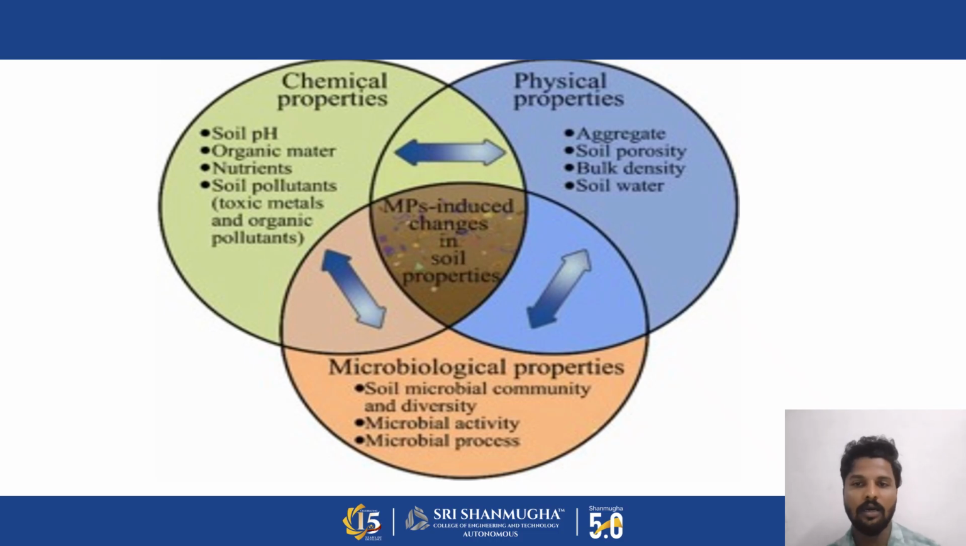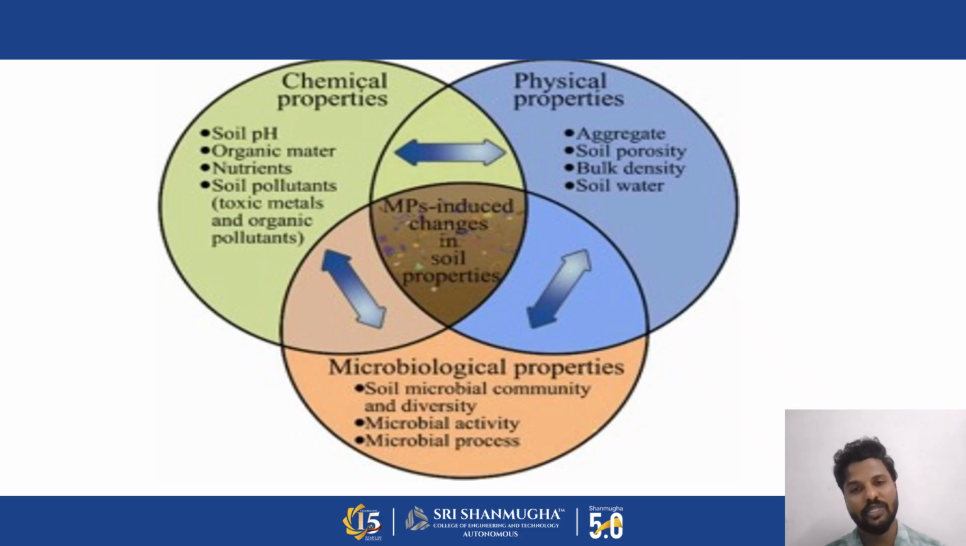So the first one is the chemical properties, that is the left circle. These properties relate to the chemical composition and reactions occurring within the soil. The first one is the soil pH. It measures the acidity or alkalinity of the soil, which controls nutrient availability. Then organic matter. It's decomposed plant and animal material that is a source of nutrients and improves soil structure.